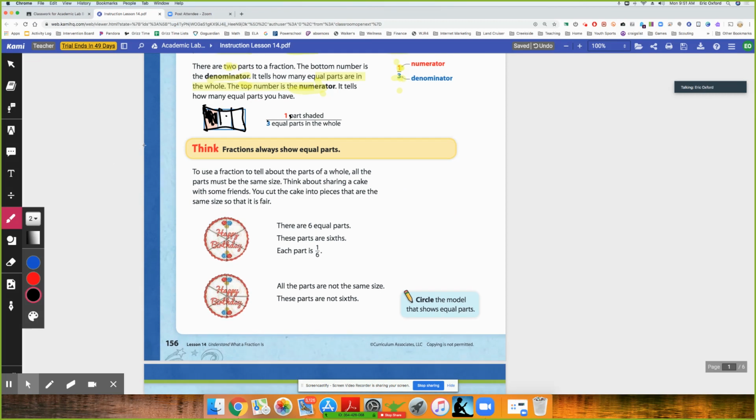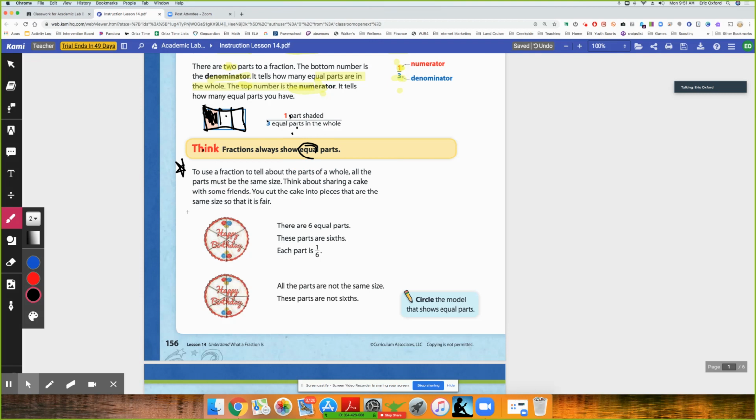Okay, so let's go over the next part. Think. Fractions always show equal parts. Sorry, guys. It might be a little difficult for me the first time using this pen.